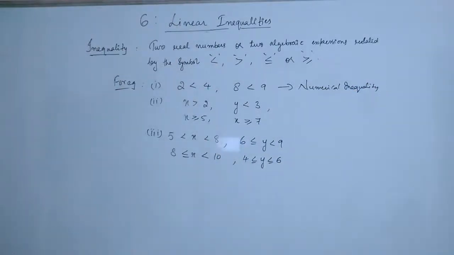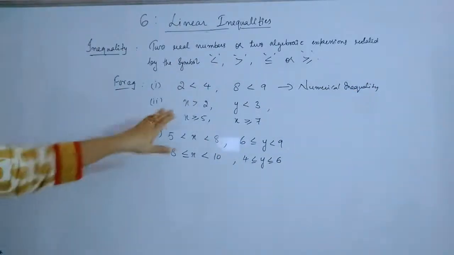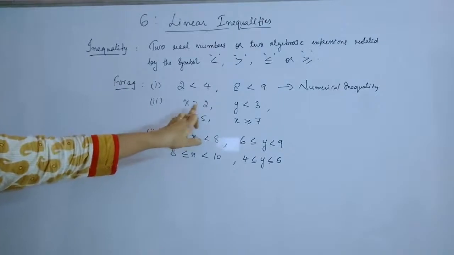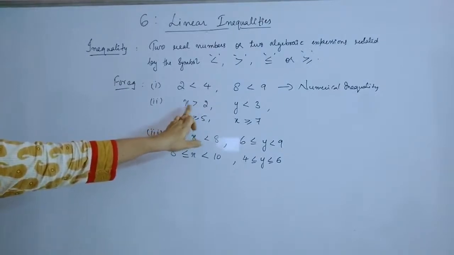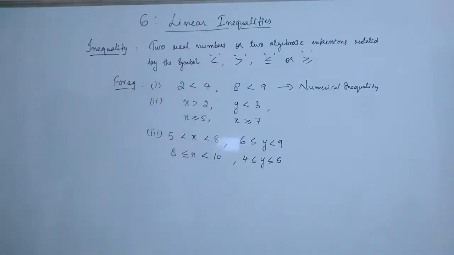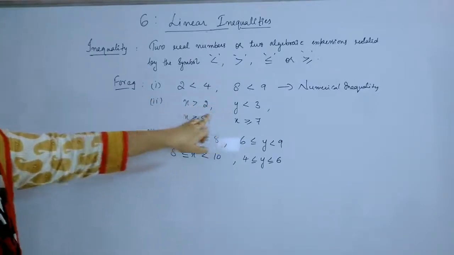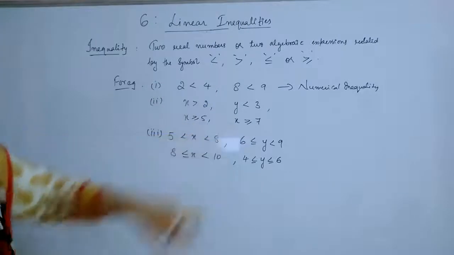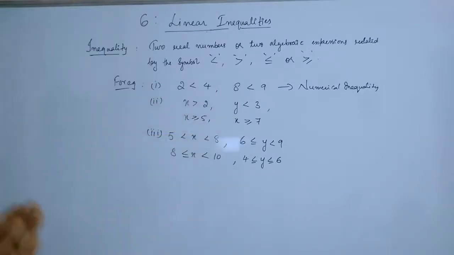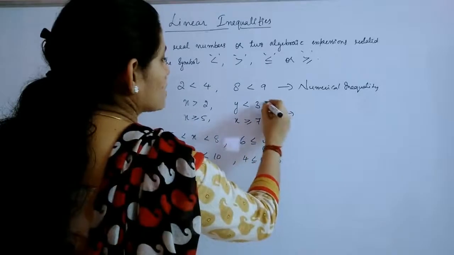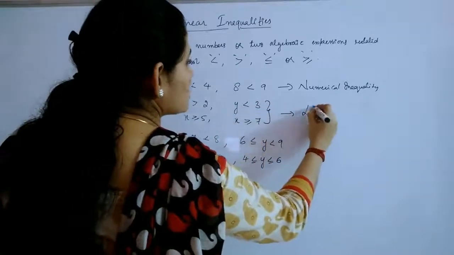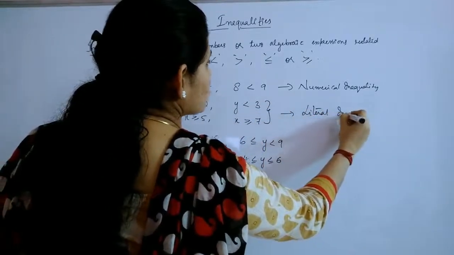Second type is where you have a variable on one side and a number on the other side. You can see x greater than 2, y less than 3, x greater than or equal to 5, x greater than or equal to 7. So these types, in which one side is your variable and the other side is a number, are literal inequalities. That means this total is known as literal inequality.